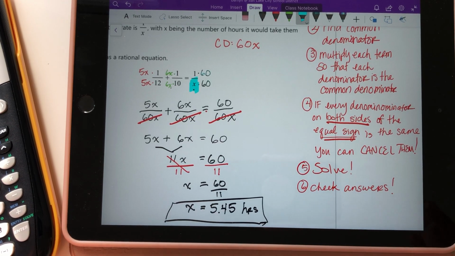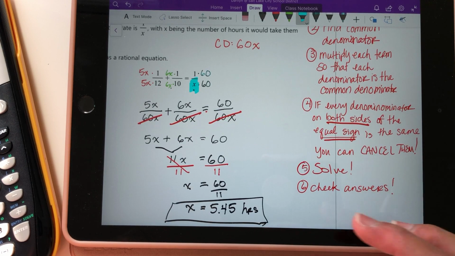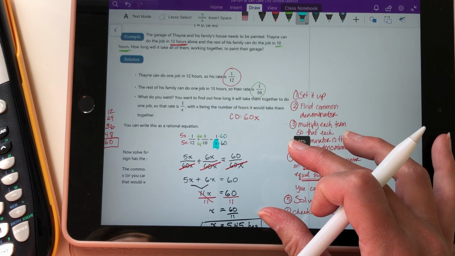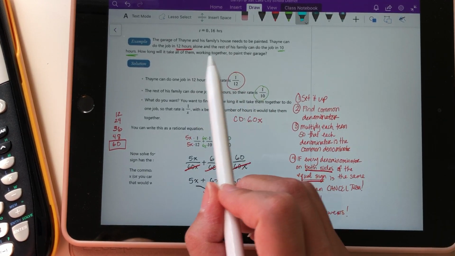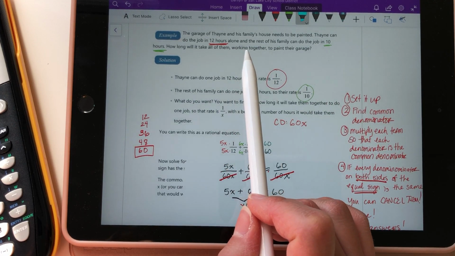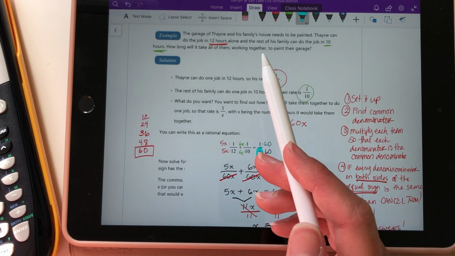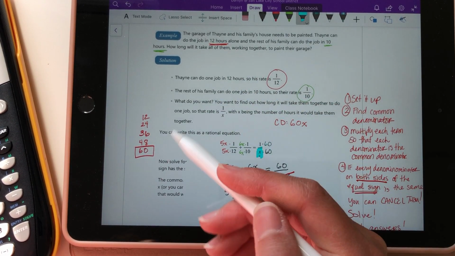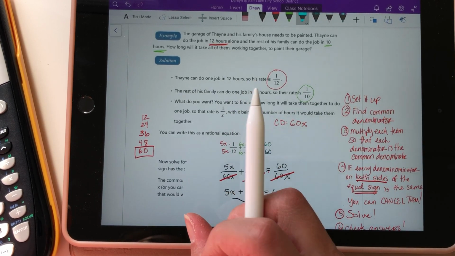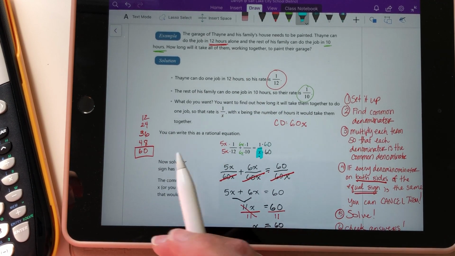Okay? So for the assignment that comes right after this lesson, create your own rational. All you're going to do is you are going to come up with your very own word problem. You're going to come up with your own problem about solving rationals. So it doesn't have to be painting a garage. It doesn't have to be Thane and his family. It could be my friends and I want to bake cookies. It takes me this many hours to bake cookies. It takes them this many hours. If we work together, how many hours would it take? Be as creative as you want in writing your question.